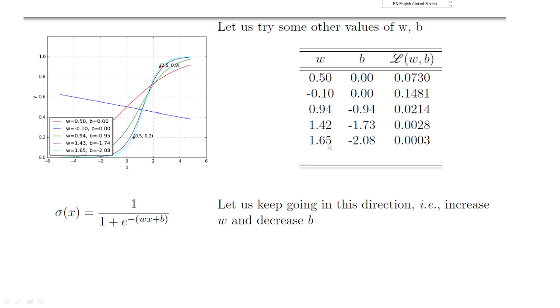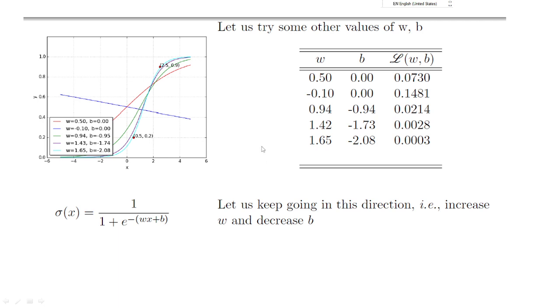The w keeps going to 1.65, b to minus 2.08. So now the loss function is very close to 0. So you can decide w equal to 1.65. So this w and b definitely will pass through these 2 points. So initially this curve, red curve, then the green, then the purple, then the blue, is now moving in this direction.